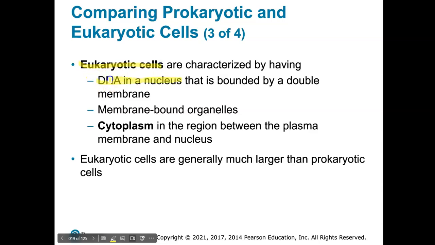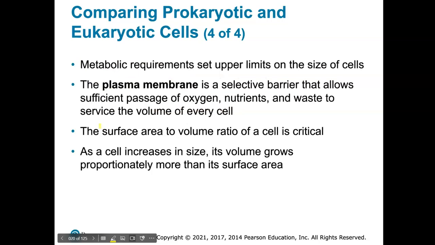The nucleus has a double membrane outside of it called the nuclear envelope or nuclear membrane. So eukaryotic cells do have a nucleus. The DNA resides in the nucleus. Eukaryotic cells do have membrane-bound organelles like mitochondria. Eukaryotic cells have cytoplasm, and they're generally much larger than prokaryotic cells.